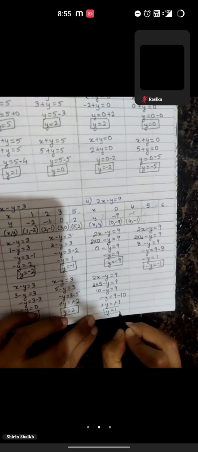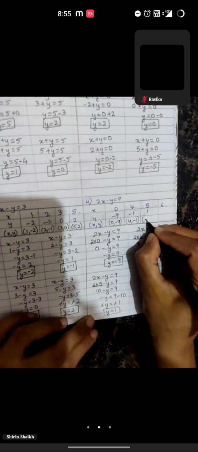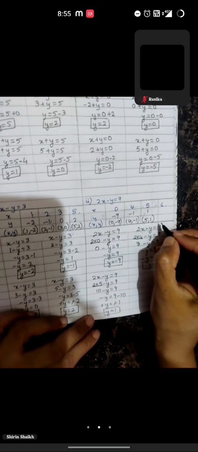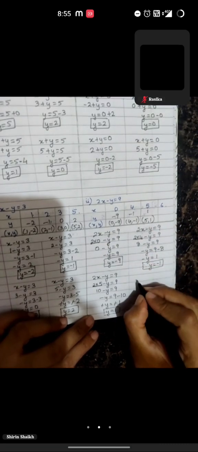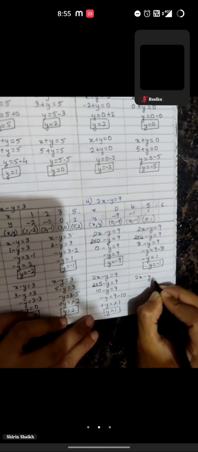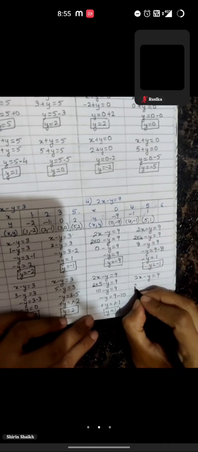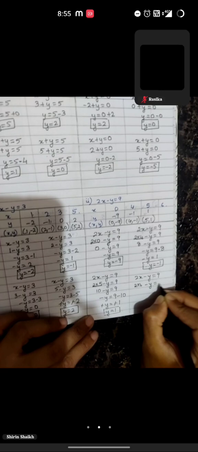Very good. Y will be 1. So 5 comma 1. And the last one, 2x minus y is equals to 9. I have to substitute x as 6.